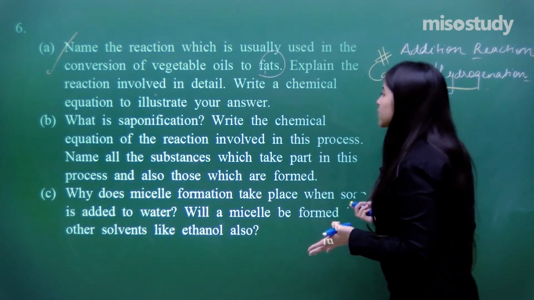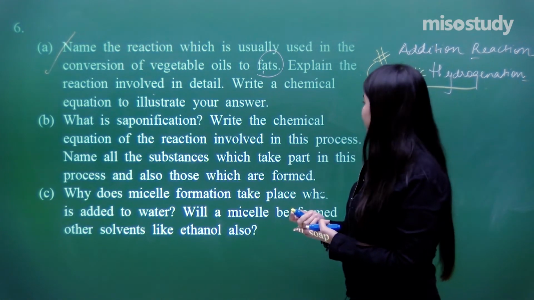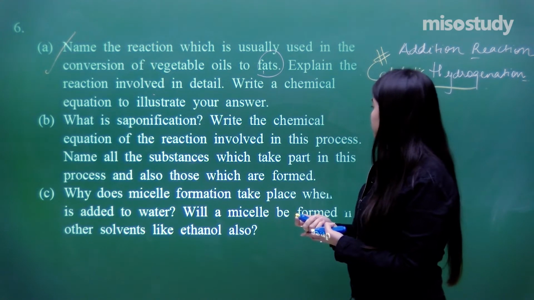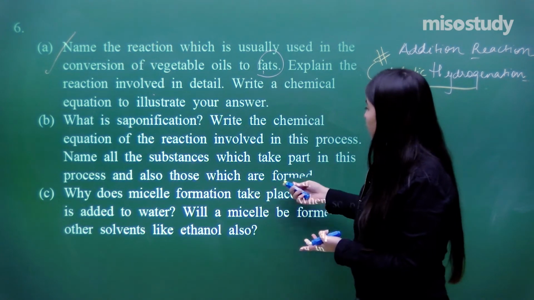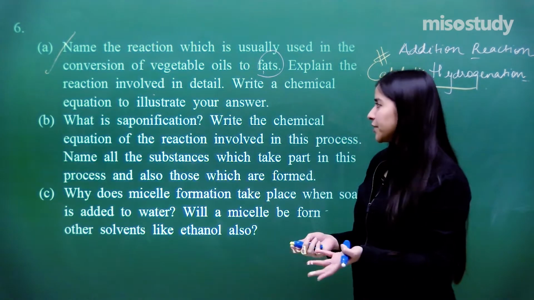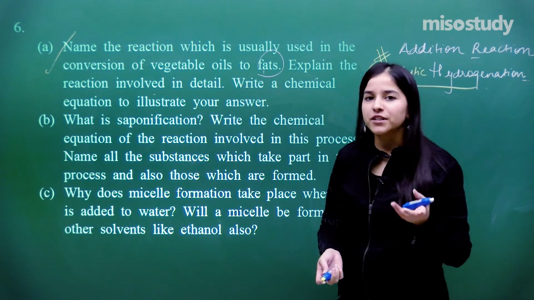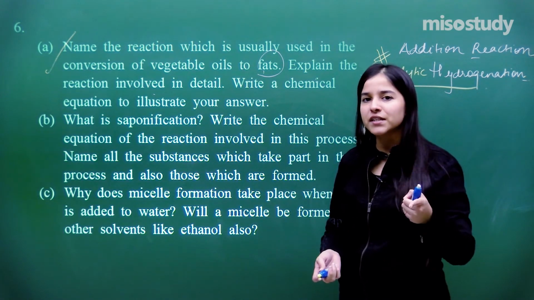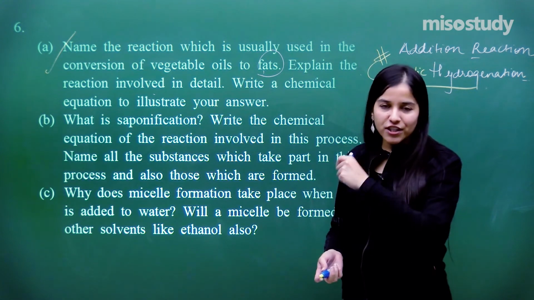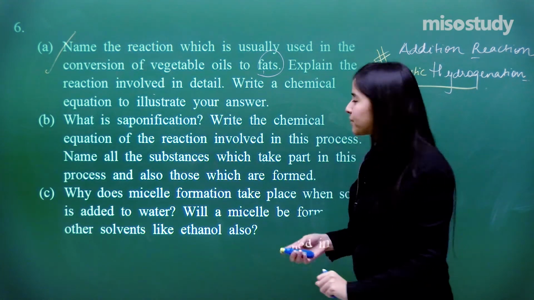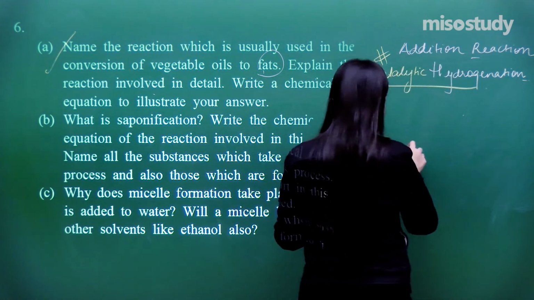What is saponification? Write the chemical equation for the reaction involved. Name all the substances which take part in this process and also those which are formed. So basically you need to write down the saponification, which is the reverse of esterification, which I just did, the formation of an ester. So I just need to reverse it.